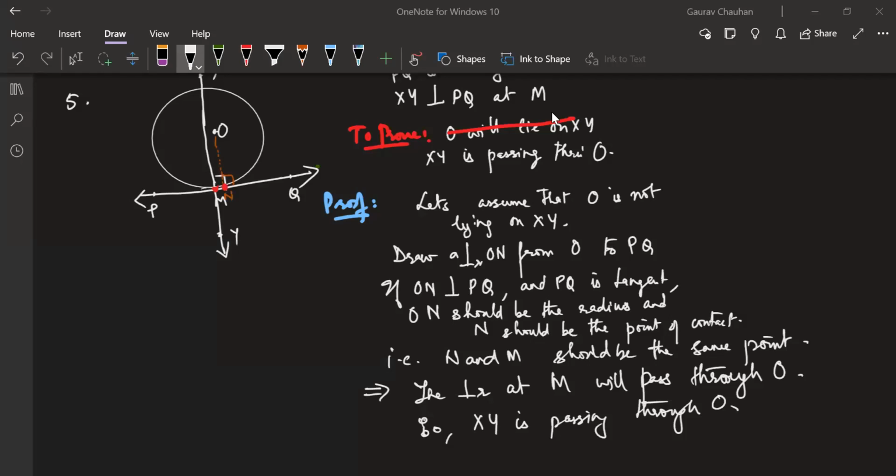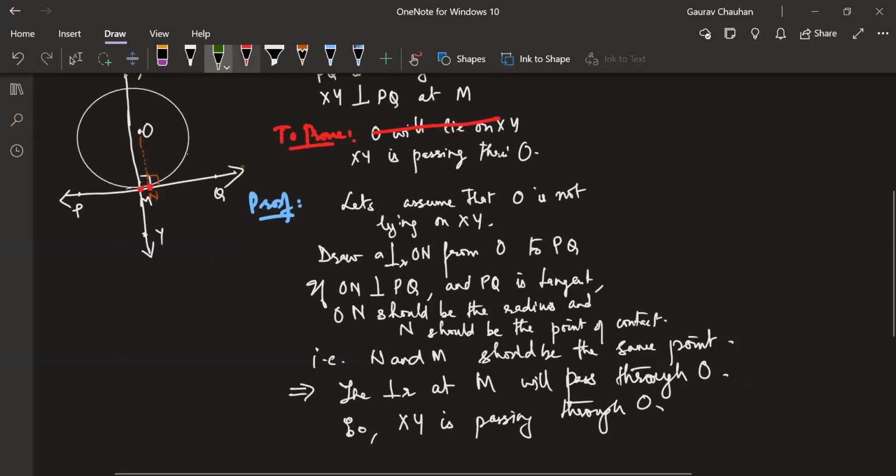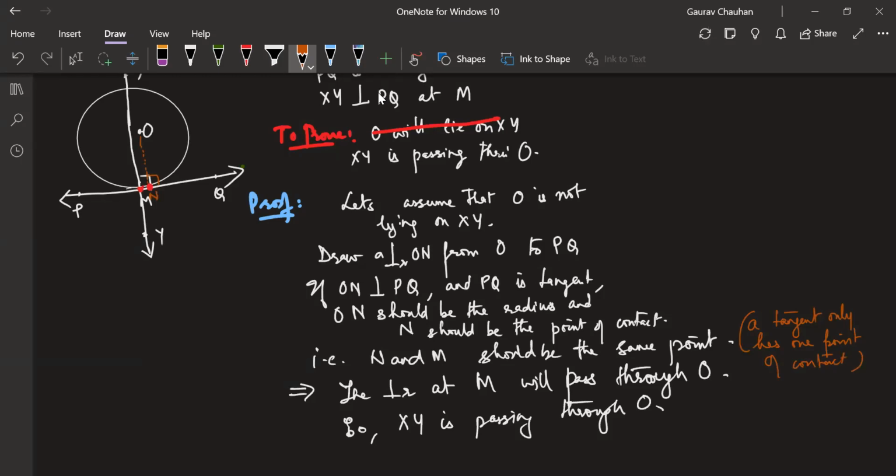Riza, go ahead. Sir, N and M should be the same point because the tangent will have only one point. Good. I like this addition, Riza, that a tangent can only have one point of contact, right? A tangent only has one point of contact. That's by definition of a tangent. You're right, Riza. Okay. Any other thoughts here?